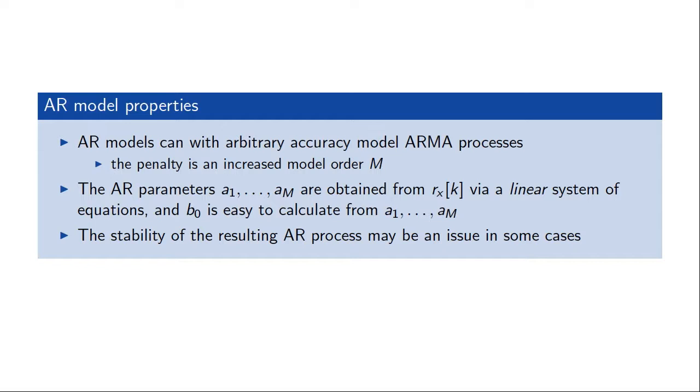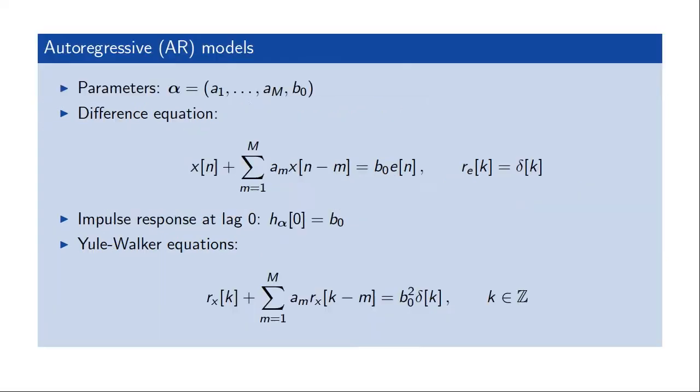However, one of the reasons why people are generally interested in AR models is that the parameters of the AR model, it will turn out, can be obtained from the autocorrelation via a linear system of equations. This means that the parameters of the AR model are very easy to obtain once we have the data. Also, since we have a recursion or a feedback, we need to worry about stability again, which we didn't have to do in the moving average models because an FIR filter is always stable.